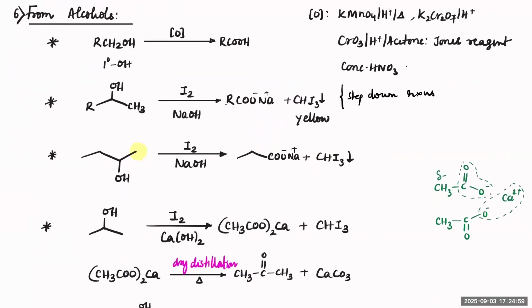Next, let's check out acids from alcohols. If you have a 1 degree alcohol, on oxidation you will get a carboxylic acid. If you have a 2 degree alcohol with I2 and NaOH, the I2 and NaOH will help in oxidation wherein this carbon can be removed and converted into a haloform. So this is a haloform reaction. Through the haloform reaction, these two carbons will convert into a carboxylic acid. Here also there is one carbon, so that will convert into iodoform, and the rest will convert into an acidic group.